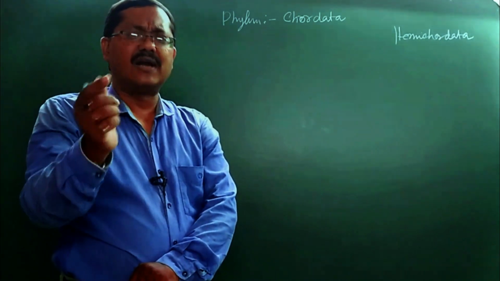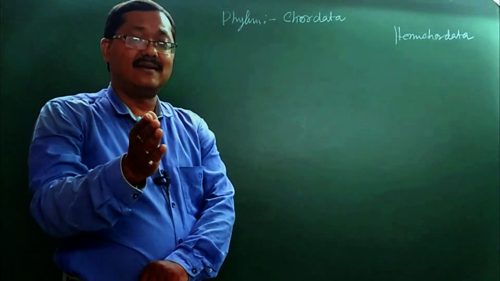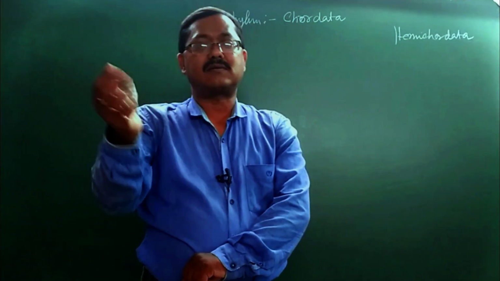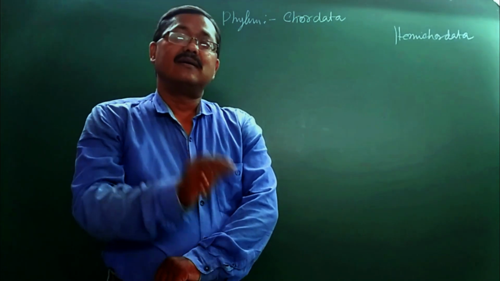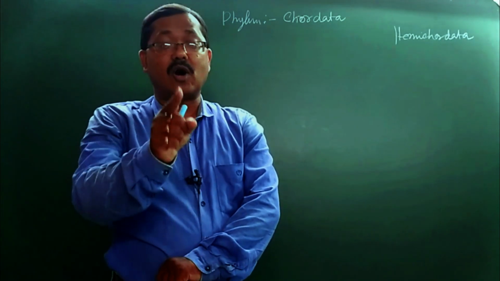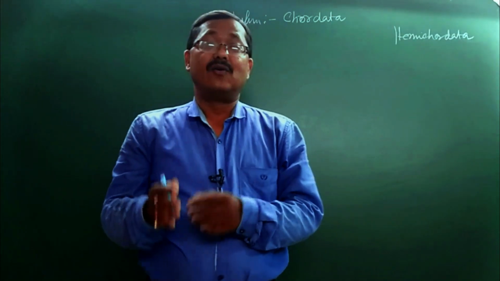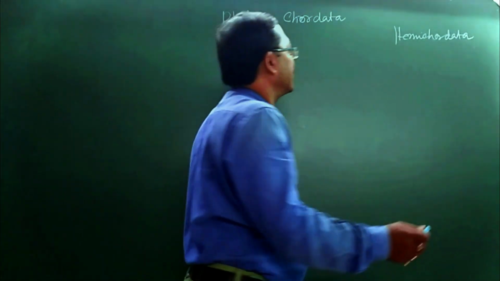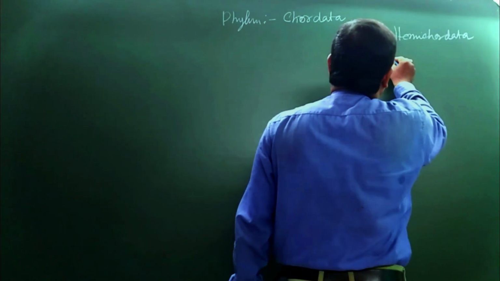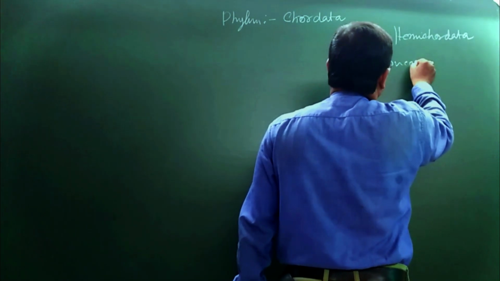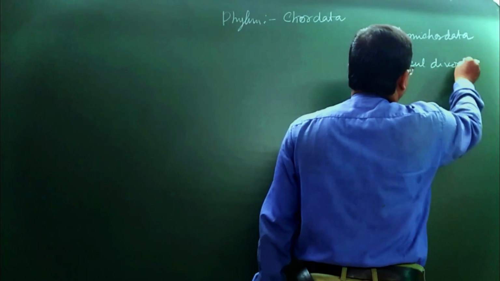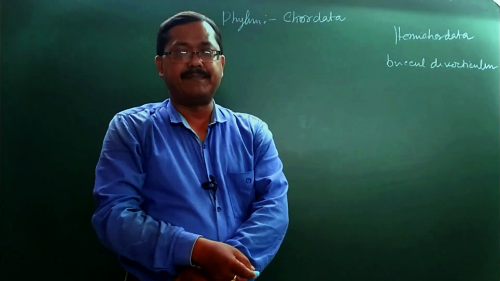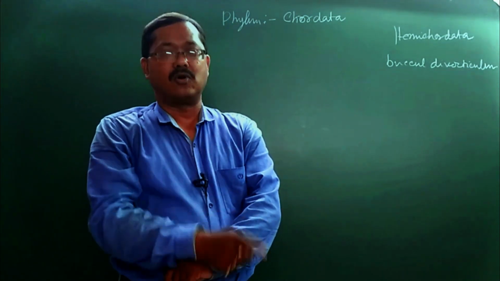Hemichordata structure is more or less more complicated than Echinodermata, but they have not developed the notochord in their body. The notochord is not properly formed here. A rudimentary notochord structure may also be present in their body. The structure is called the buccal diverticulum. Buccal diverticulum is a primitive form of notochord.